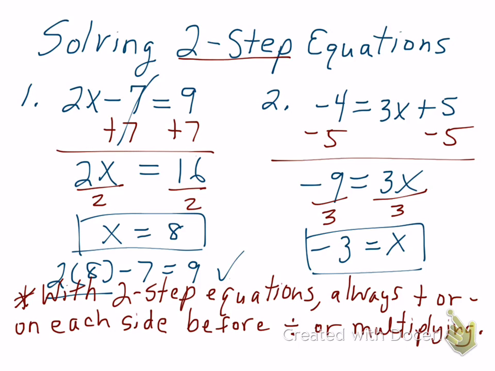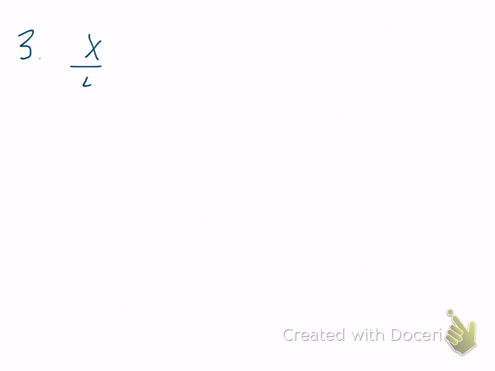Alright, let's move on and do a couple more examples. So this problem is also a two-step equation. Notice that we have division by 4 here. So to reverse division by 4, we're going to have to multiply each side by 4. But we also need to get rid of this minus 3.